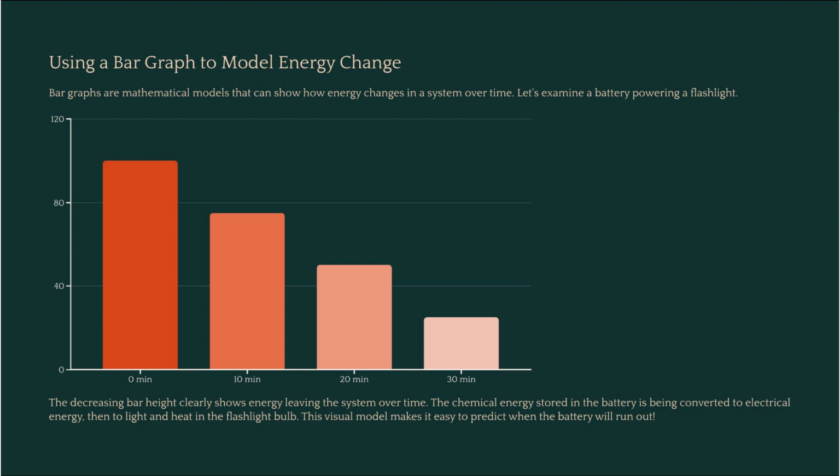We can use a bar graph to model how energy changes in a system over time. Imagine tracking the stored chemical energy in a battery as it powers a toy. We take readings every 10 minutes. Our bar graph would start with a tall bar, showing maximum energy. As the toy runs, that stored energy is used up, so the bars get progressively shorter. The graph clearly models the depletion, or removal, of energy from the battery system.